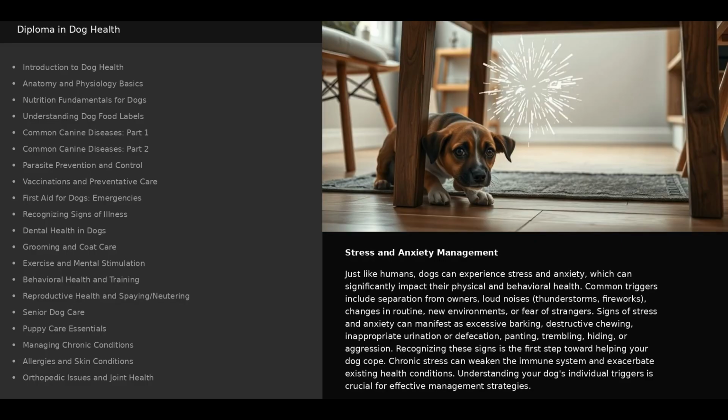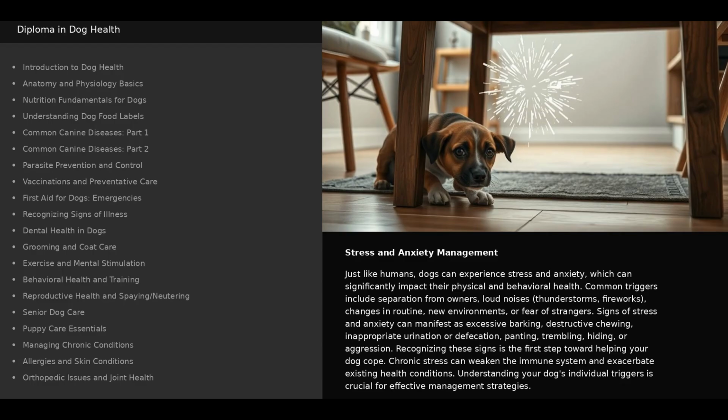Stress and anxiety management. Just like humans, dogs can experience stress and anxiety, which can significantly impact their physical and behavioral health. Common triggers include separation from owners, loud noises, thunderstorms, fireworks, changes in routine, new environments, or fear of strangers. Signs of stress and anxiety can manifest as excessive barking, destructive chewing, inappropriate urination or defecation, panting, trembling, hiding, or aggression. Recognizing these signs is the first step toward helping your dog cope.